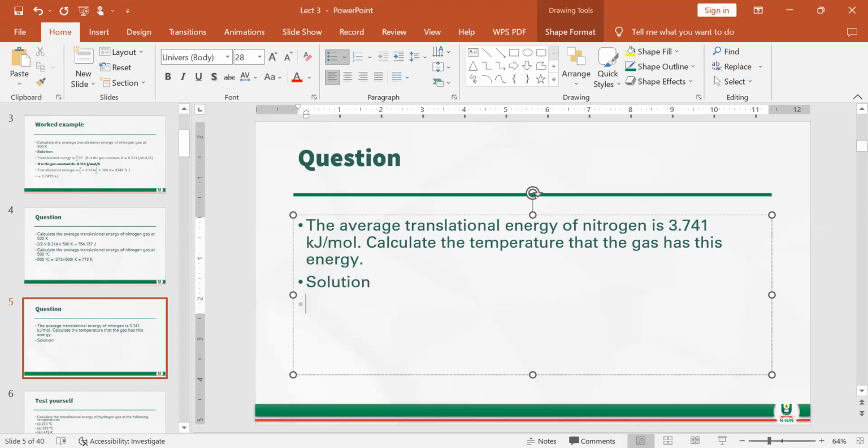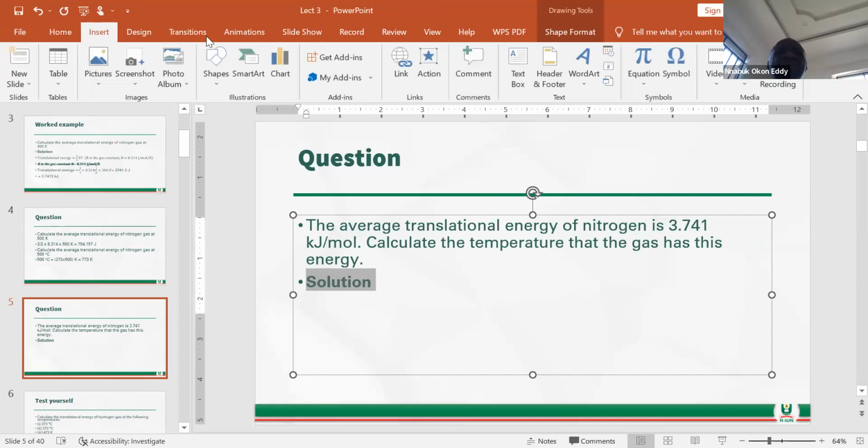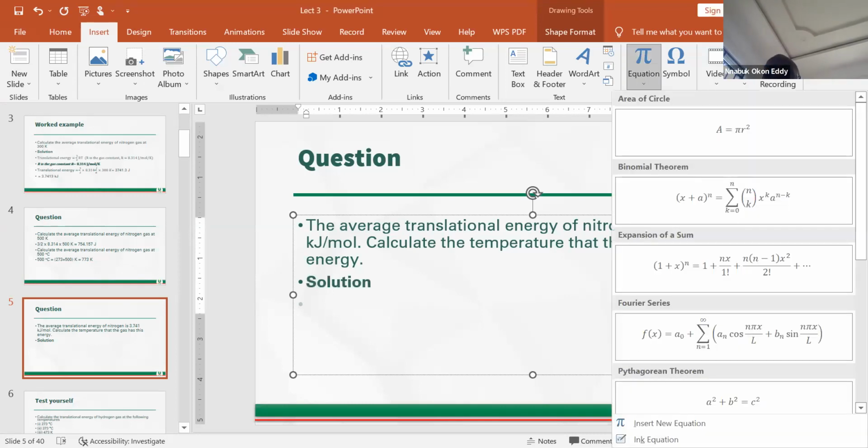But what is the value of R? R is always constant, 8.314. It's always constant, 8.314. So let's work together. At least if you know, you know.